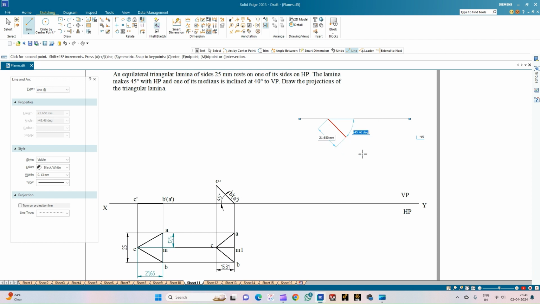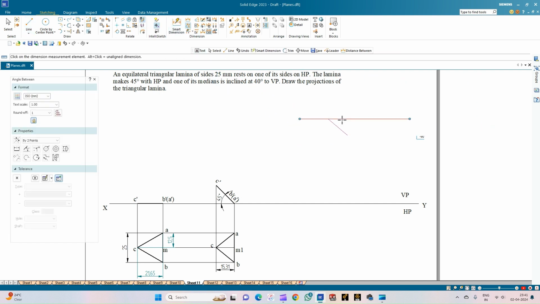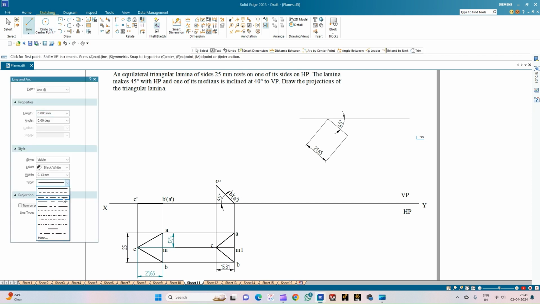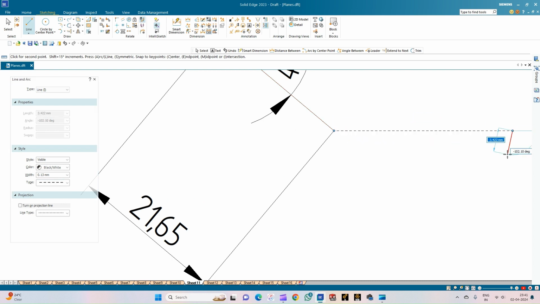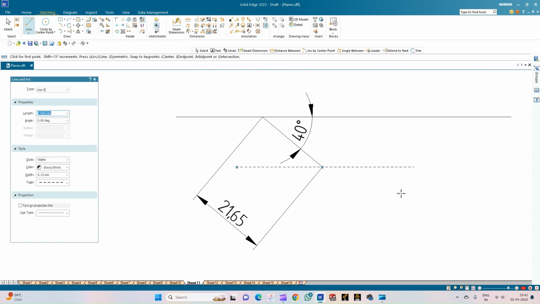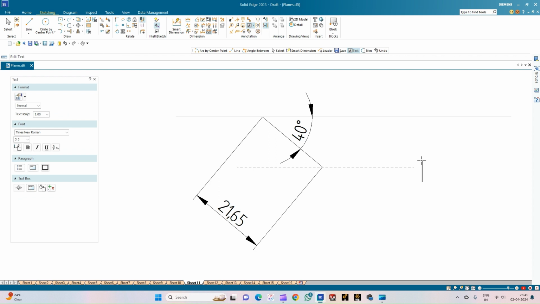So the angle should be equal to the given angle of phi, that is 40 degrees. Correct? So this angle is phi, 40 degrees, and the length is equal to 21.65. So now we will draw the locus of the point M1. So from the endpoint, we will draw the line parallel to the xy line. Okay, so this is the locus of M. So we can annotate this. This is the locus of M. So this is the given angle phi.